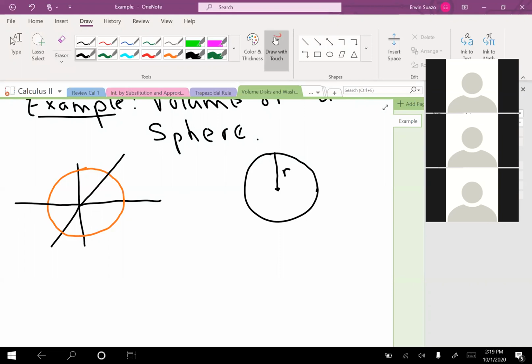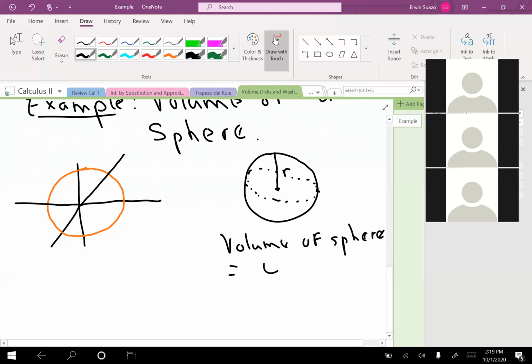So it's not a circle, right? So, 4/3 pi r cubed, correct. So the volume of a sphere is 4/3. What else? Pi r cubed. Pi r cubed, correct. Thank you. So that's what we need to find.